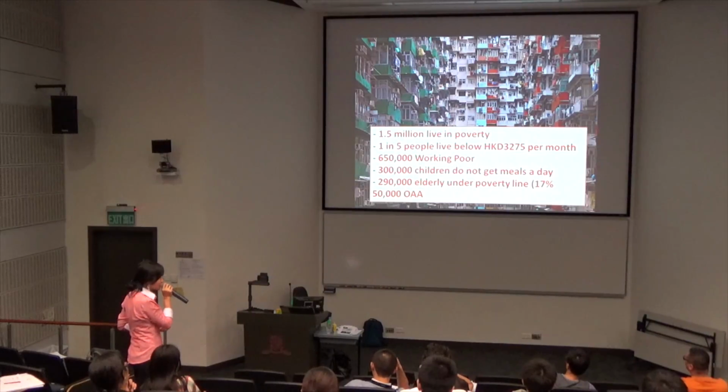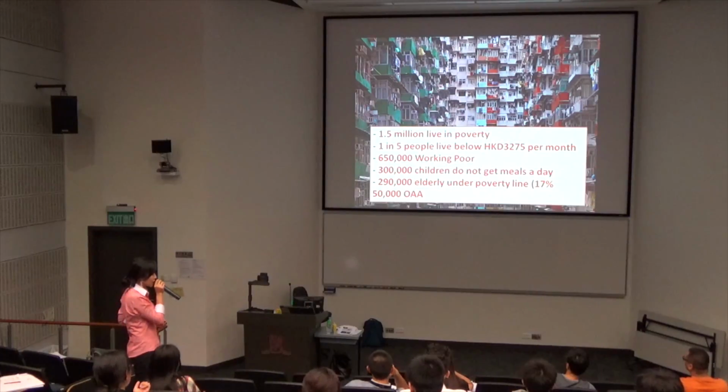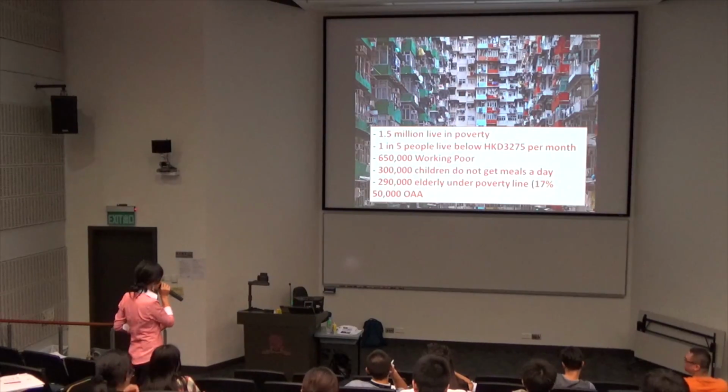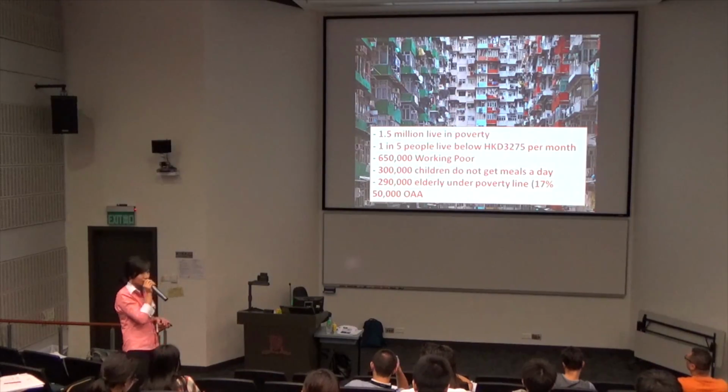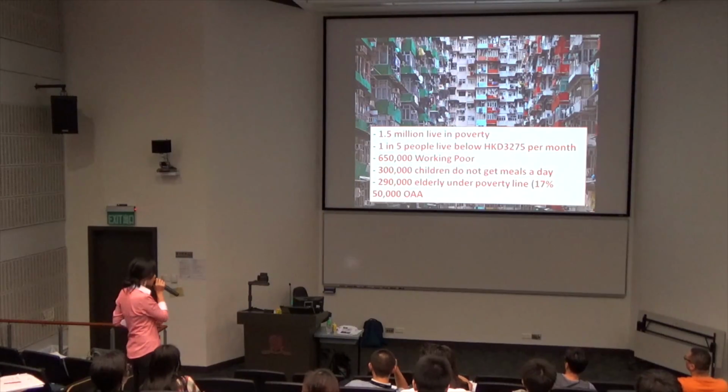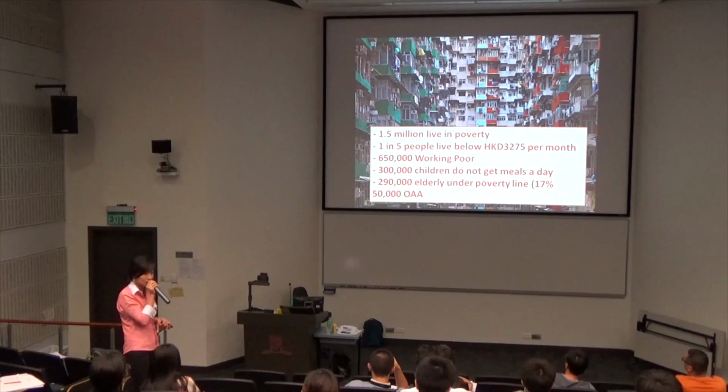How about elderly? I heard some of the students say, we are focusing on elderly. We are thinking about some project about elderly. It's talking about 290,000 elderly actually under the poverty line. But only 70% of them are receiving the CSSA, the Social Security assistance from government. So you can imagine how some elders' lives will be.